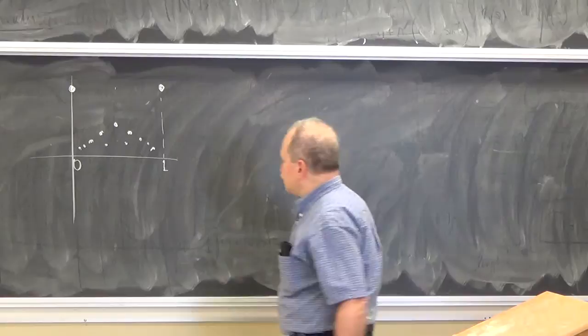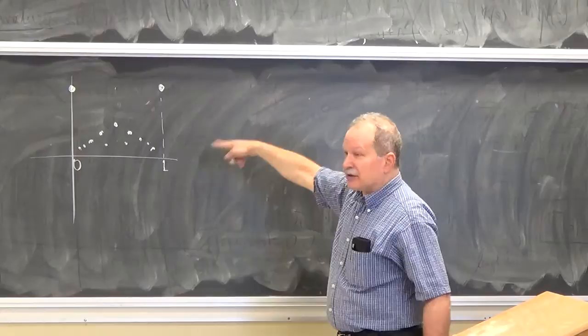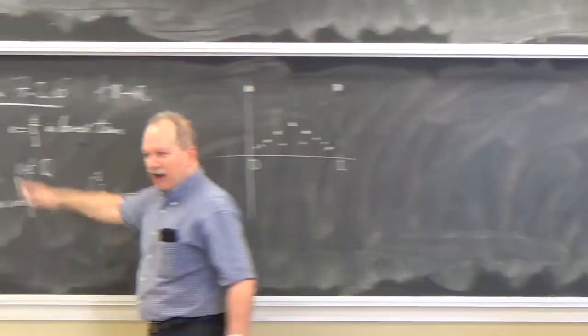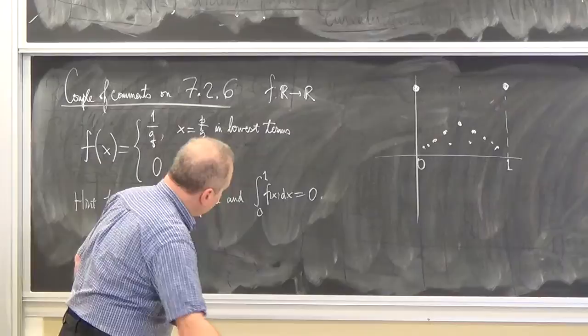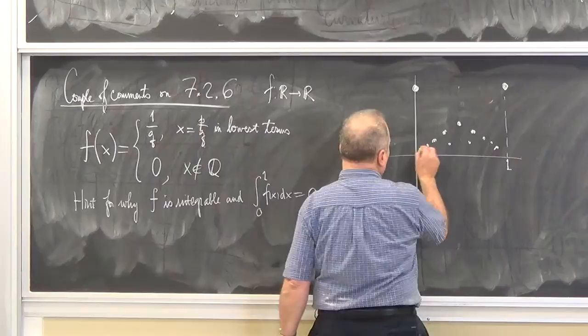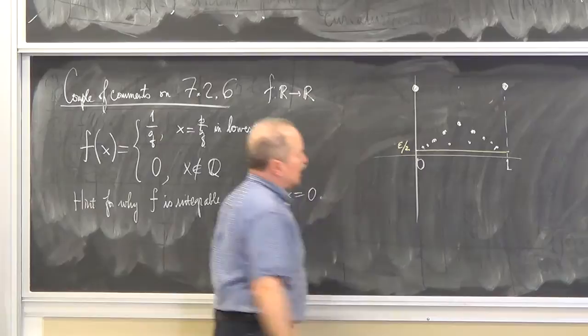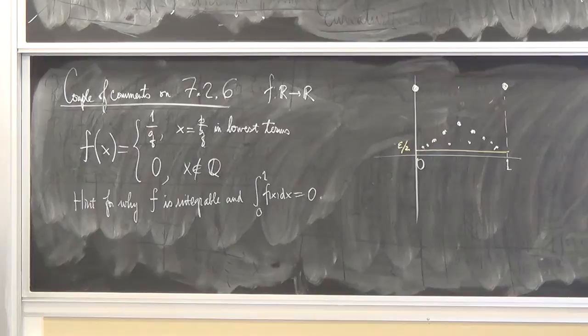All right, so this function is integrable, and the area under it, that function, is 0. So I'm going to give you the hint for why. I'm not going to write out the details, but I'm going to give you the hint so you can think about it for your homework problem that you're doing. Here's the hint. For any epsilon, I'm going to draw the line at epsilon over 2. And I'm going to ask myself, how many of the dots are above that line?